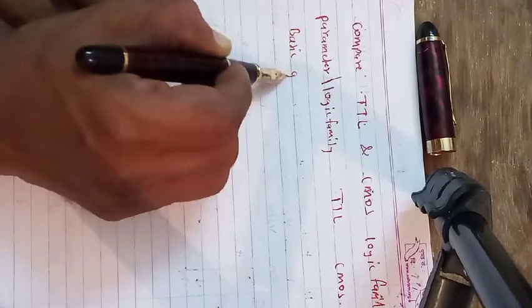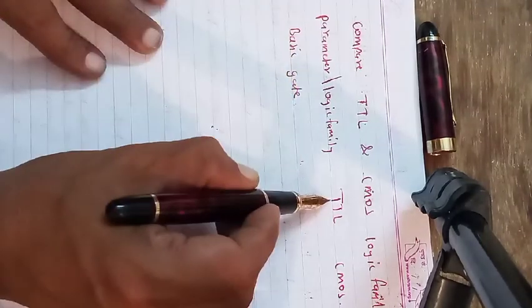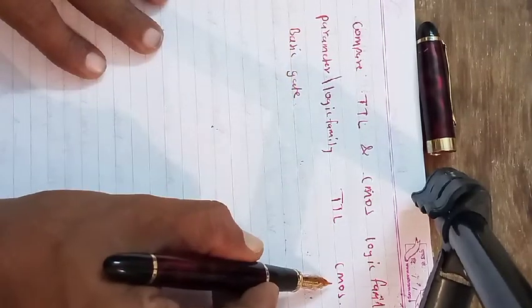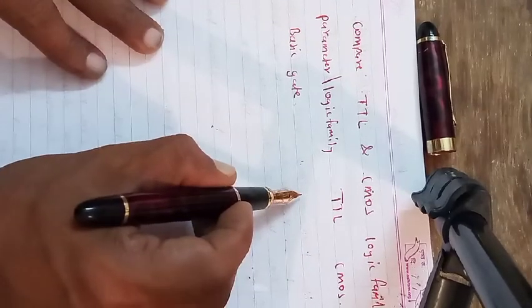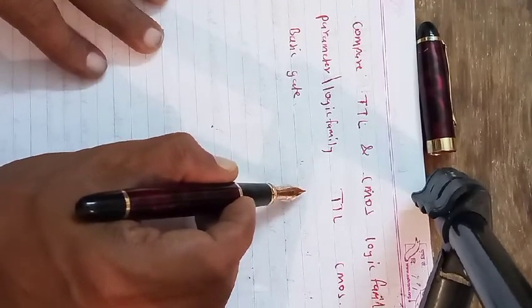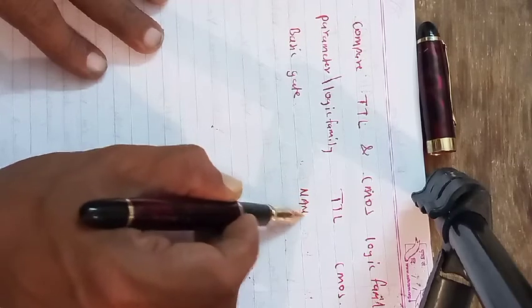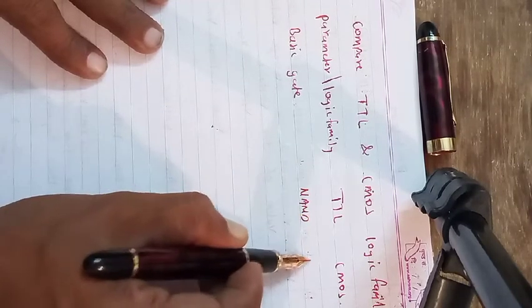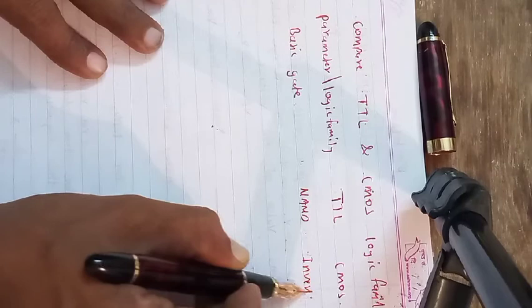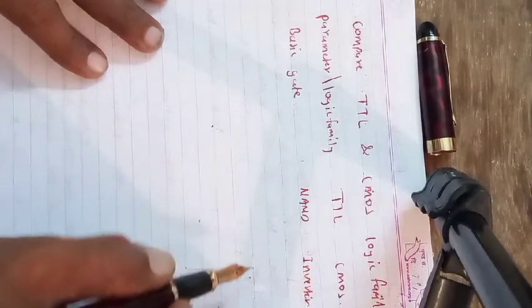First, the basic gate. What are the gates required for designing the TTL and the CMOS? For TTL it is the standard NAND, and for the CMOS it is the inverter. Okay students, CMOS it is the inverter.